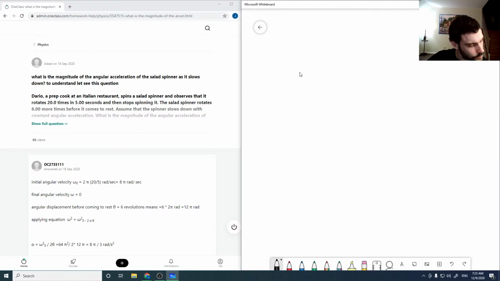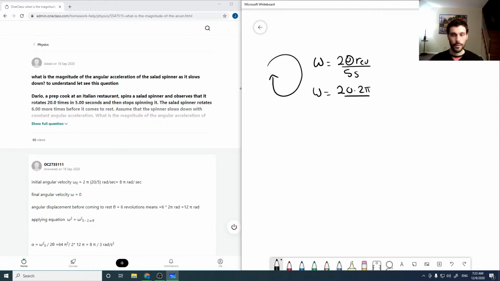All right, so here we have a bit of a lengthy one, but okay. So we've got a salad spinner that a cook gets up to an angular speed of 20 revolutions in 5 seconds, or our omega is 20 times 2 pi over 5 seconds, which is equal to 8 pi per second.